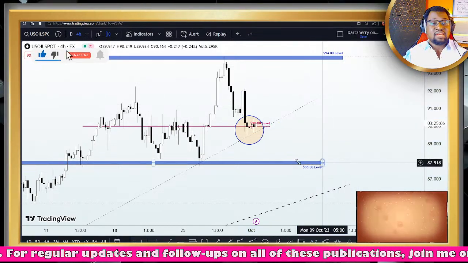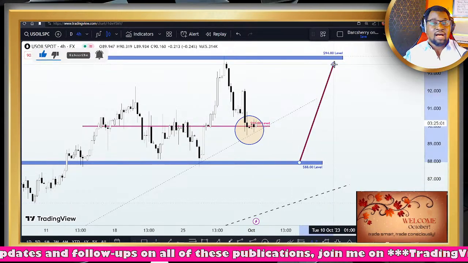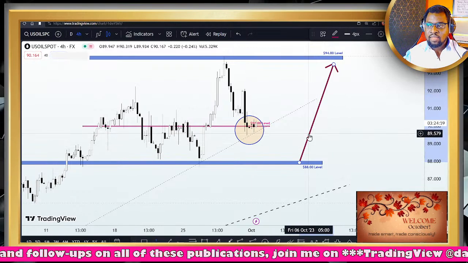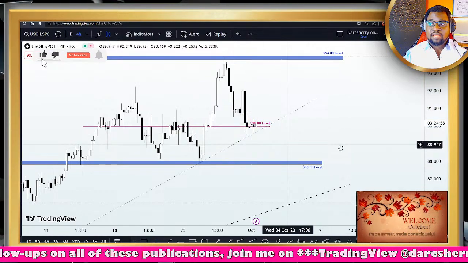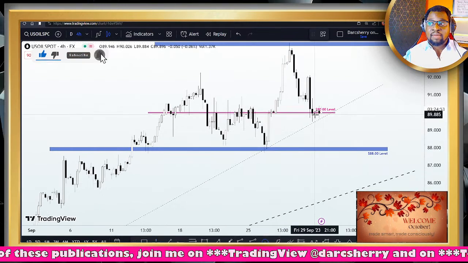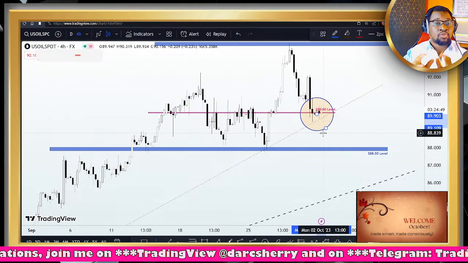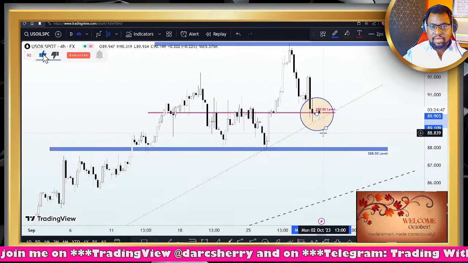Or probably back into the $88 level to incite another wave of bullish momentum. Now, with the information we have gathered so far here, it is quite clear that we are at a crucial moment in the market where price action is currently oscillating just right above that ascending trend line.